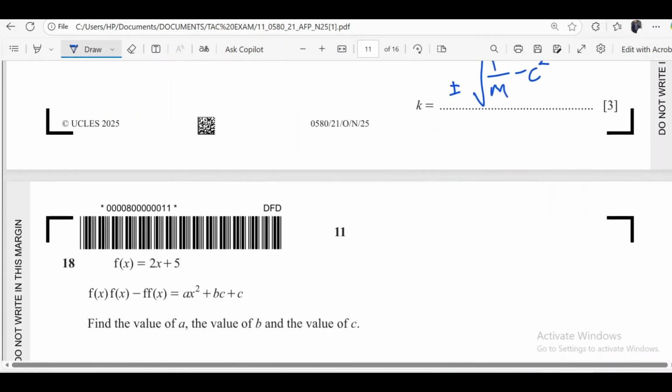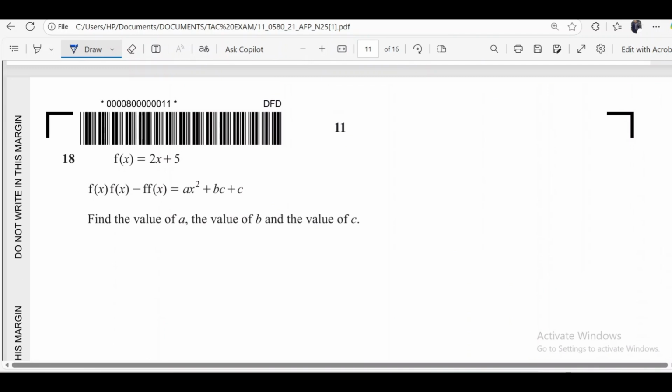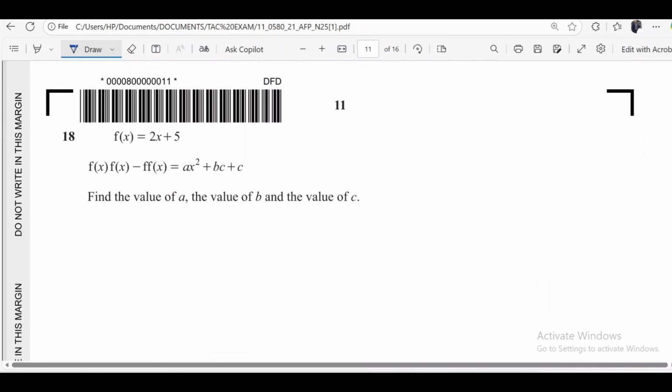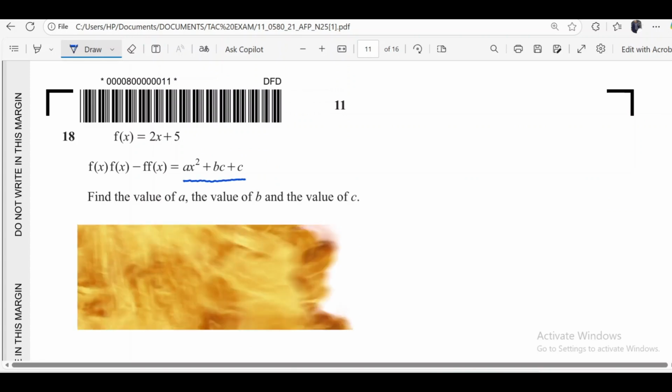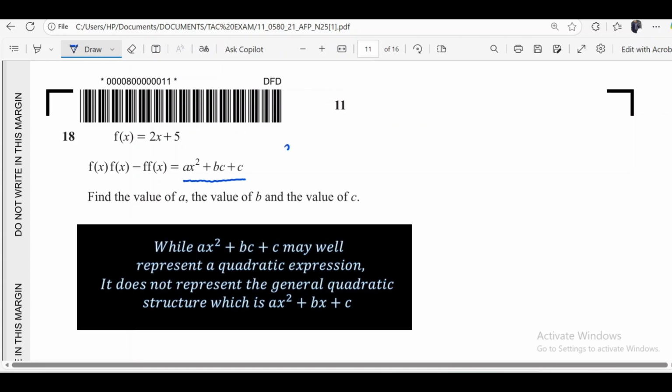Now let's move on to question number 18. In this question 18, there's an issue here. If you look at the right, you can see that this is not a quadratic structure. In a quadratic structure, we are meant to have ax squared plus bx plus c. So here, there was a mistake here.